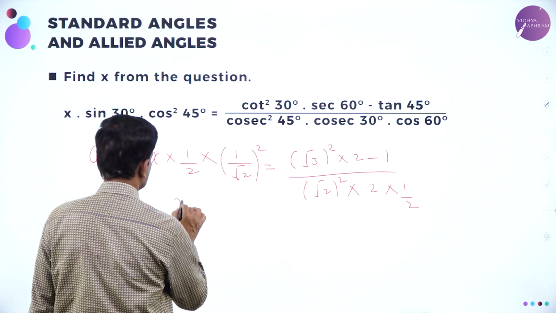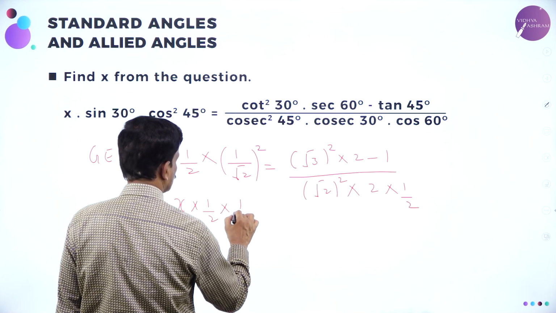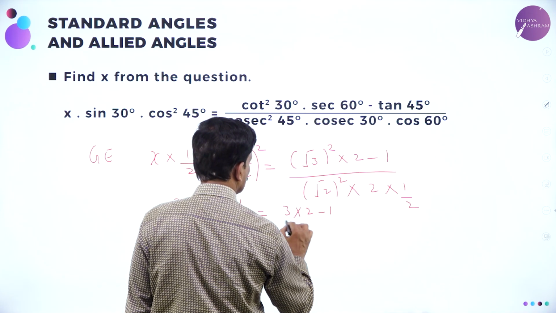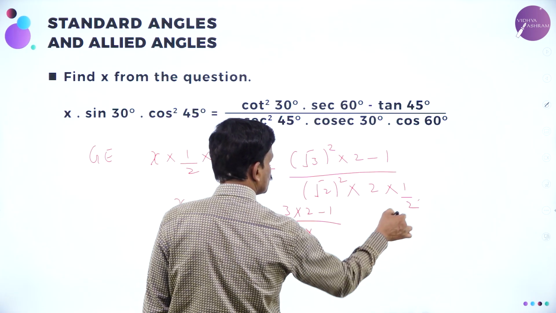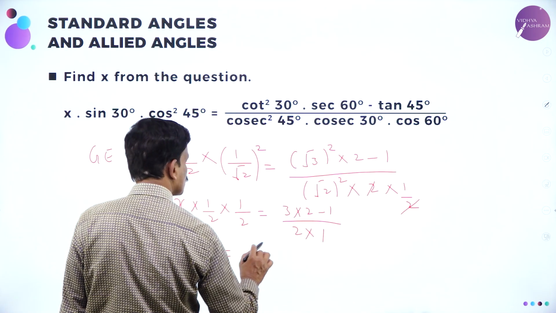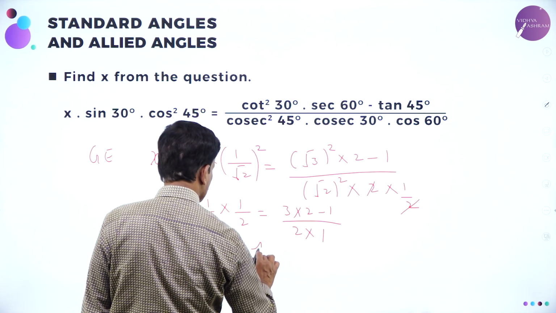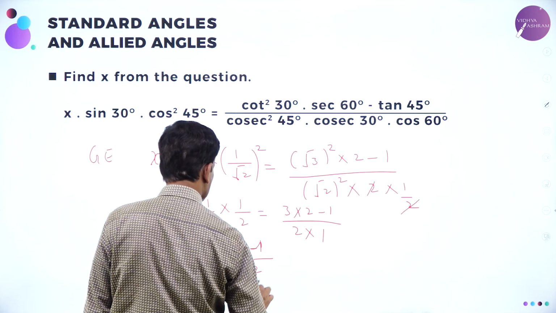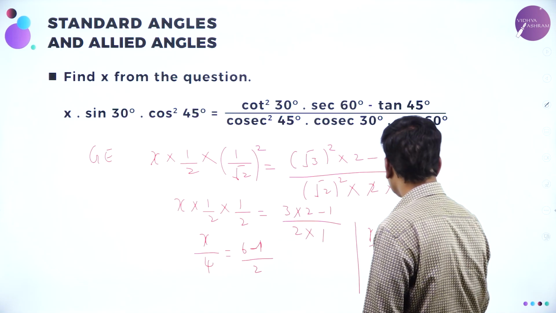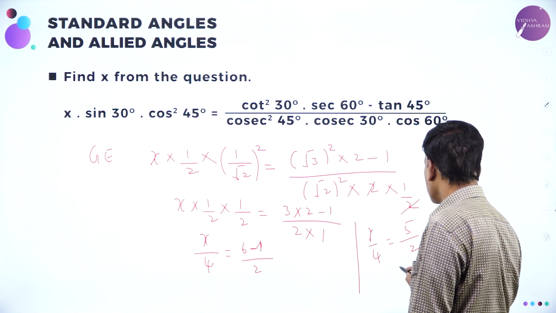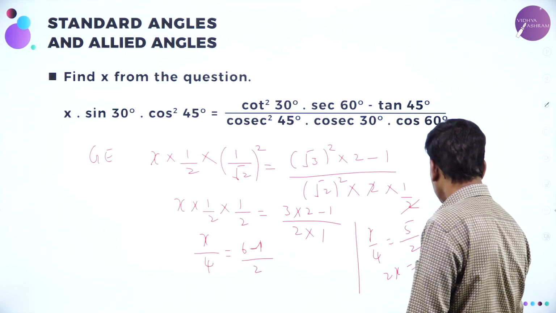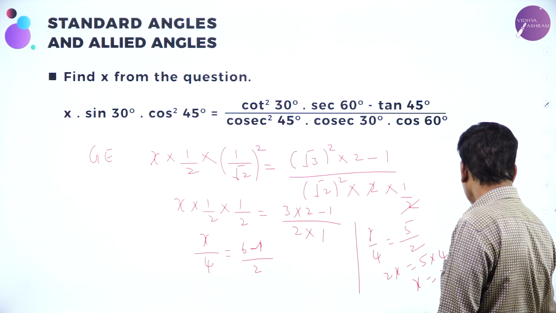Simplify this. This is x into 1 by 2 into, square root gets cancelled, 1 by 2, is equal to, square root gets cancelled, 3 into 2 minus 1 divided by 2 into, this 2 and 2 gets cancelled, 1. So, this is x divided by 2 twos are 4 is equal to 3 twos are 6 minus 1 divided by 2. So, what is this equal to? That is x by 4 is equal to 6 minus 1 is 5 divided by 2, cross multiplied. 2x is equal to 5 into 4, that is equal to 20. Therefore, x is equal to 20 by 2, which is 10.